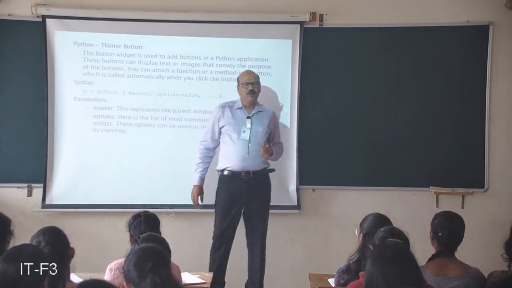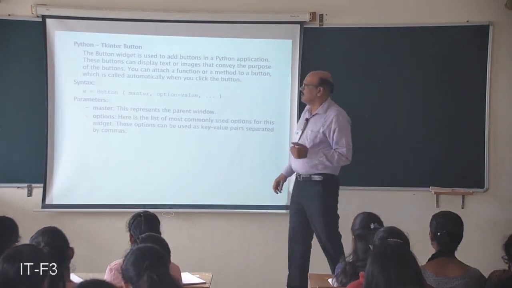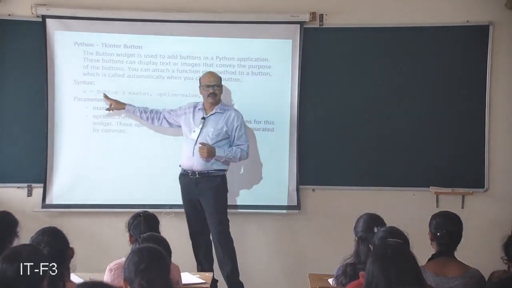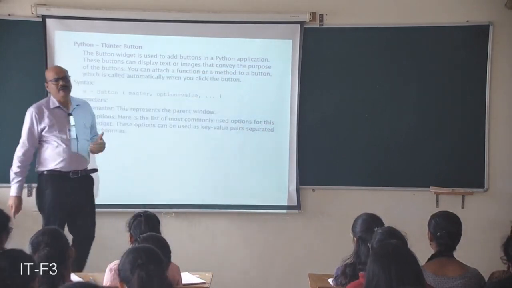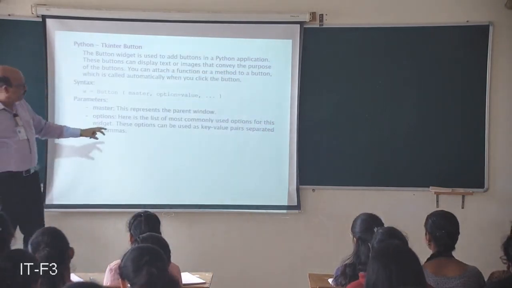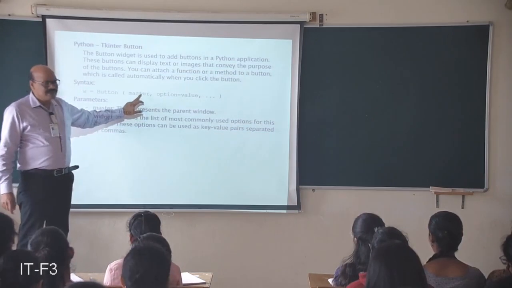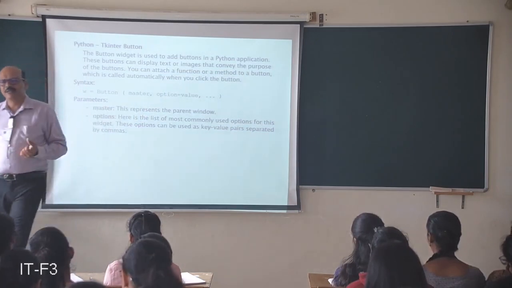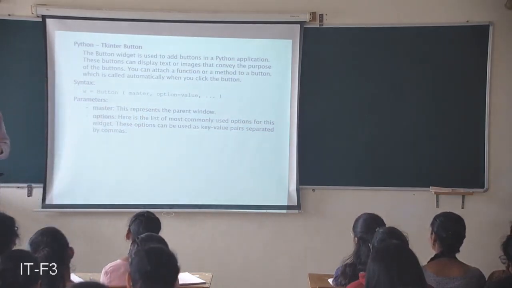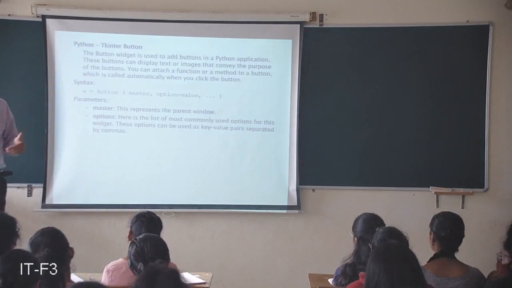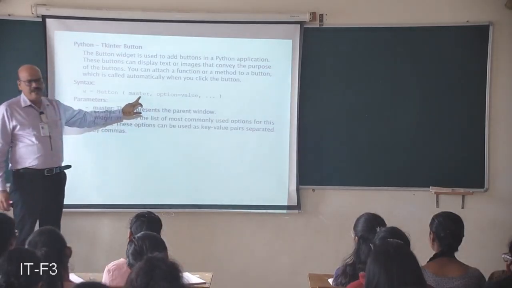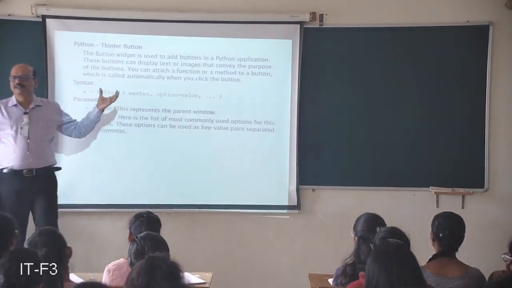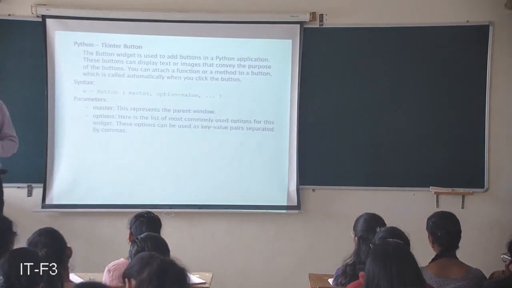Whenever we want to create a button, first you have to use the Button class. Then what are the parameters? It takes a minimum of one parameter. Now what is this one parameter? The one parameter is nothing but the main window in which you want to create the button, or to which window you want to connect this button. That window name, so master, top, or whatever it is.